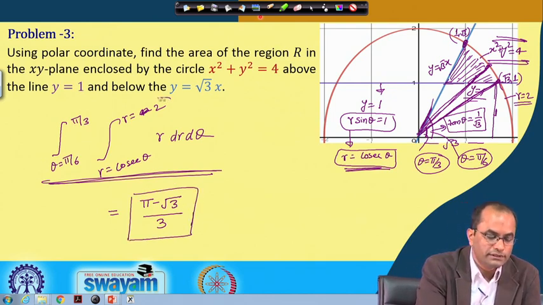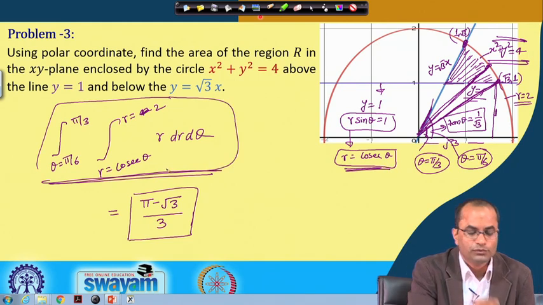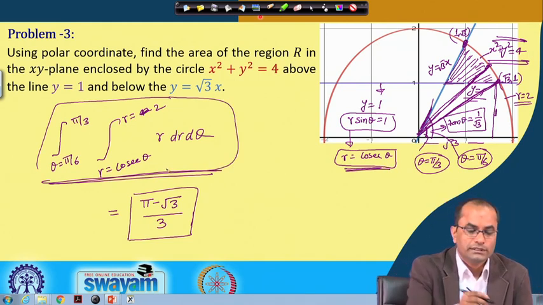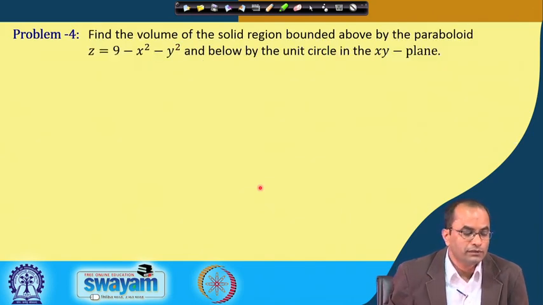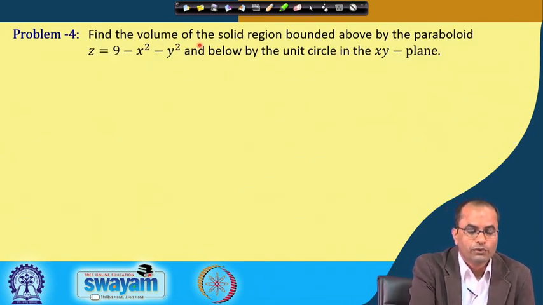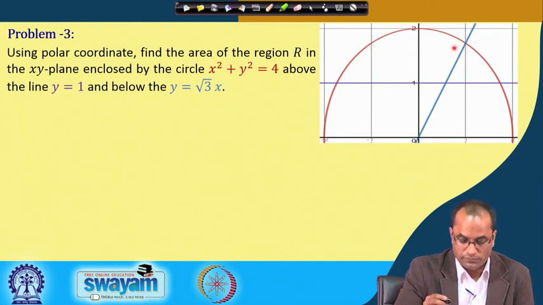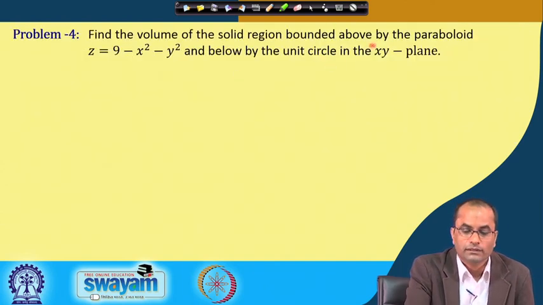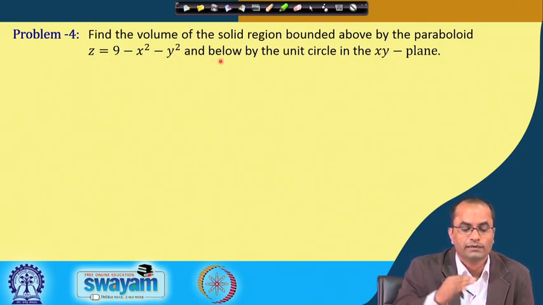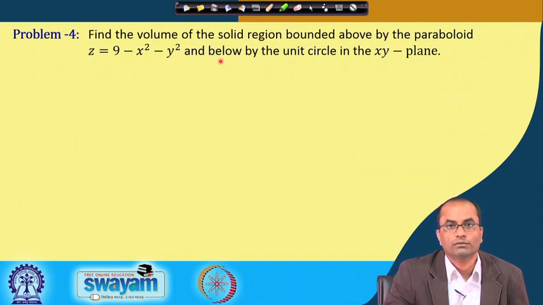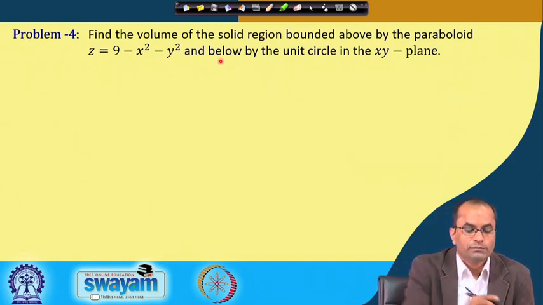So, the important thing is drawing the region and putting the limits of the integration. Moving now to the next problem, we want to find the volume of the solid region bounded above by the paraboloid z is equal to 9 minus x square minus y square, and below by the unit circle. So, above this unit circle we want to get the volume of this paraboloid.